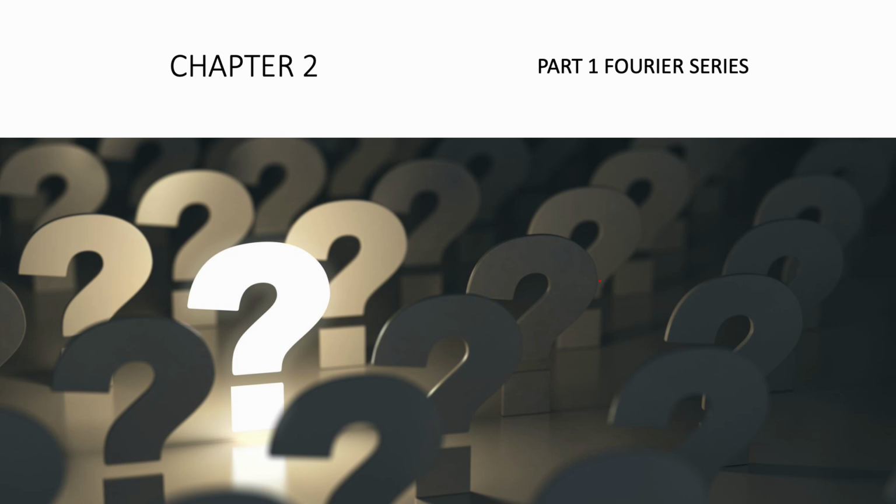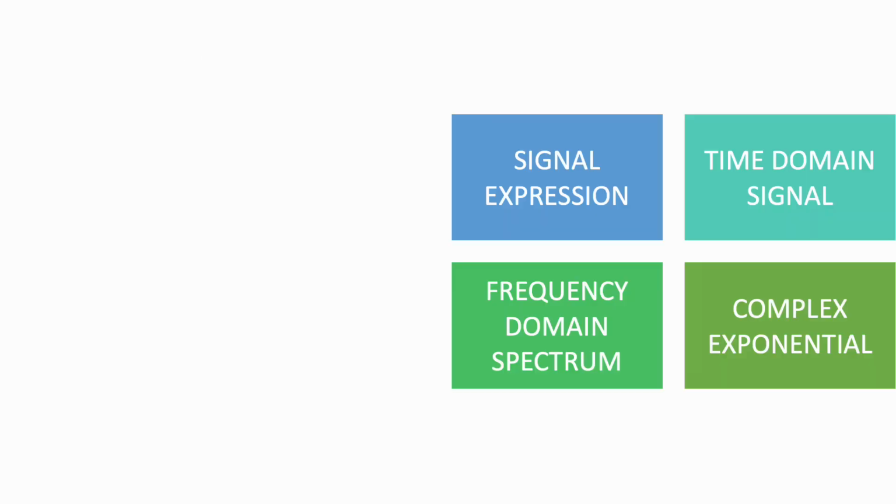So today we will continue with our next chapter, which is chapter 2 regarding the Fourier series in our Signal and System course. In this course, you will learn about signal expression, time domain signal, frequency domain spectrum, and also complex exponential.